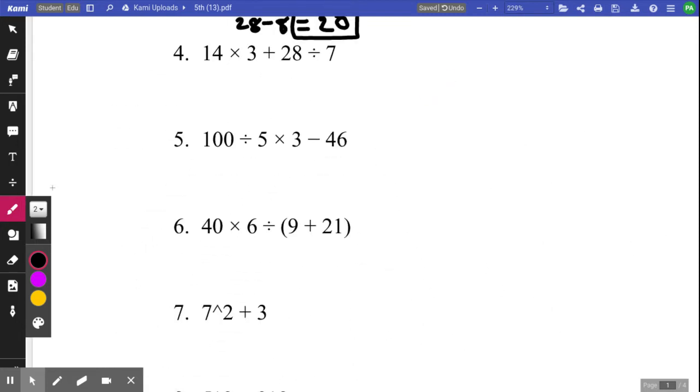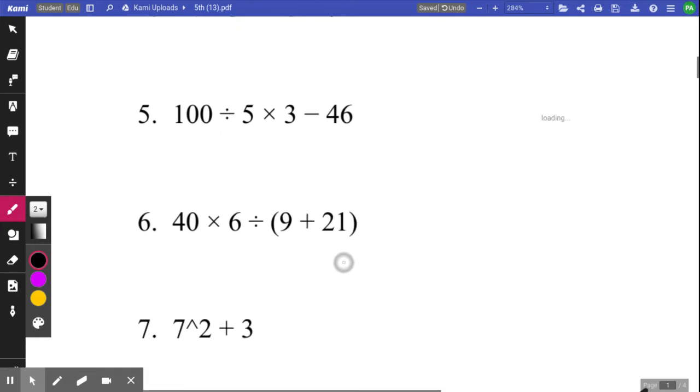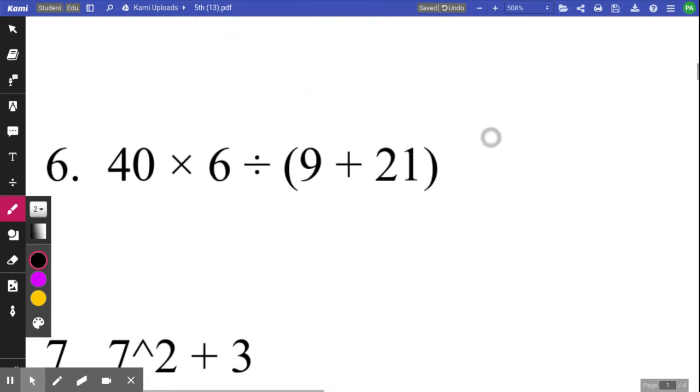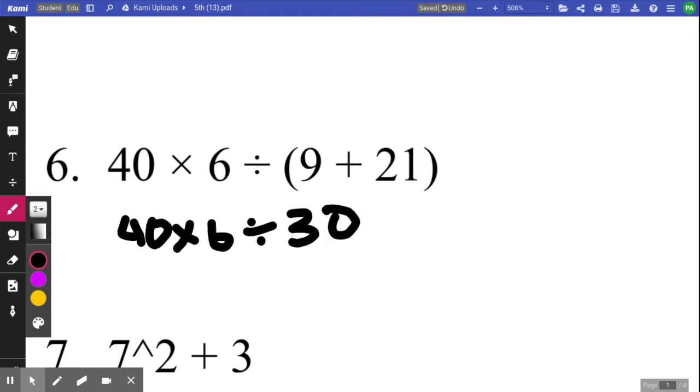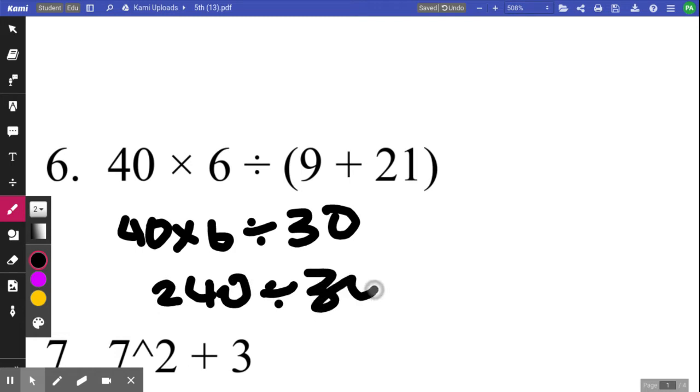And one more, let's look at parentheses. So in PEMDAS, parentheses comes first. So we're going to figure out the parentheses. So we're just going to bring this down to make it easier on ourselves. Okay. And 9 plus 21 is 30. And obviously, between multiplication and division, left to right, we're going to do multiplication. So 40 times 6 is 240 divided by 30. And you get 80.